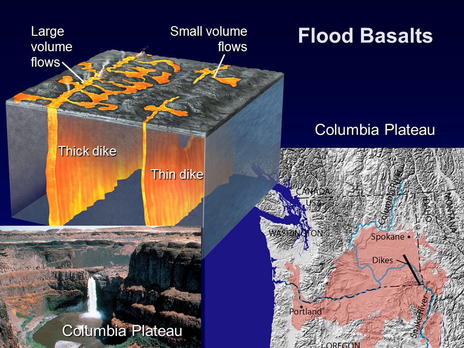They're fed by dikes, including one shown by a black line there in the southeast corner of Washington. Some flows are large volume and very extensive, including one that covered most of the area shown in pink, so covering well across the state line as one lava flow. Covering that entire area is very large. Okay, so these are very big features.